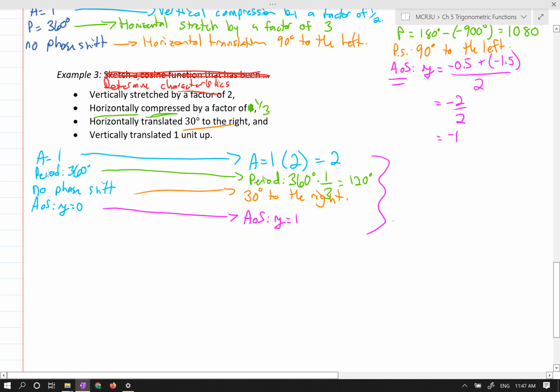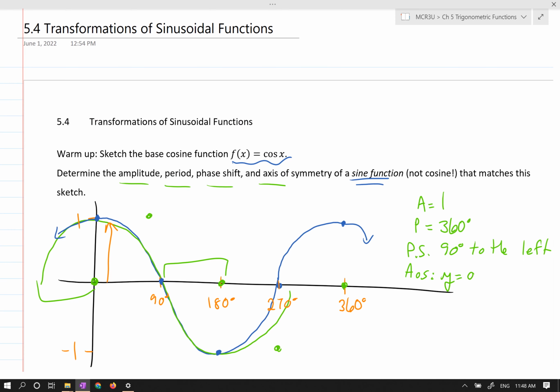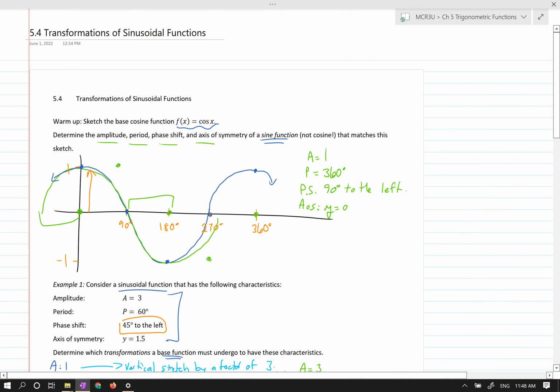Again, I encourage you folks, do your best. Try and sketch a function that has these characteristics. Like I said, the uploaded version will have those answers. Nice work here, folks. You should be able to handle the questions from 5.4 now.